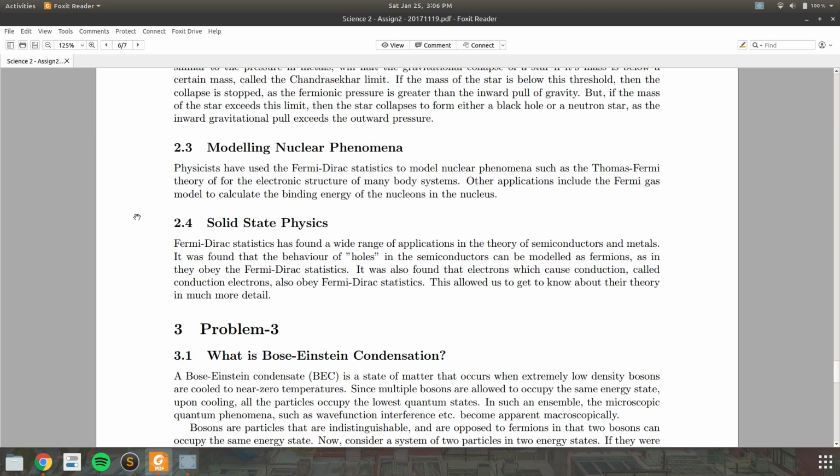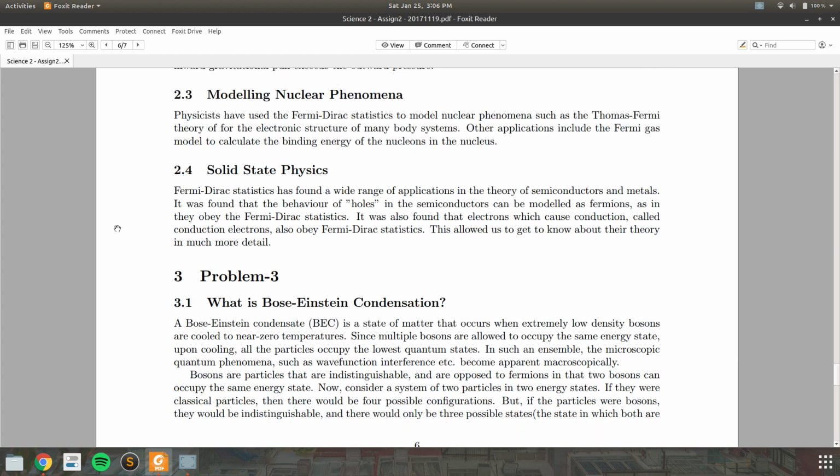Finally, we can use it for solid-state physics. Fermi-Dirac statistics has found a wide range of applications in the theory of semiconductors and metals. It was found that the behavior of holes in the semiconductors can be modeled as fermions, and as such they obey the Fermi-Dirac statistics. It was also found that electrons which cause conduction, called conduction electrons, also obey the Fermi-Dirac statistics. This allows us to get to know about their theory in much more detail.